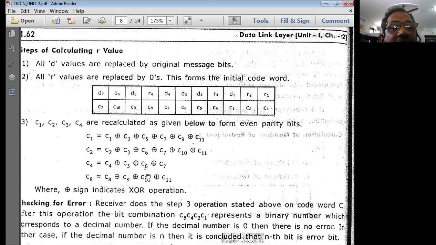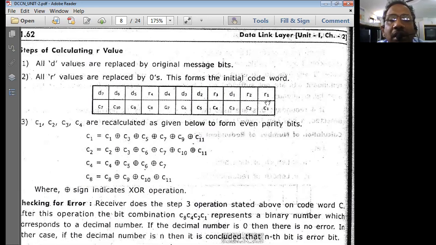So let us proceed further now. At the receiver, what will the receiver do now? The receiver is normally going to implement these 3 steps to calculate the value of R. That means it has to calculate the position of the error bit. Calculating the position of the error bit in turn involves detection and finding out the position. Both are involved in this process. So first of all, D values are replaced by original data bits. In this frame, whatever we have written here, replace the appropriate data values with the given data from D1 to D7.